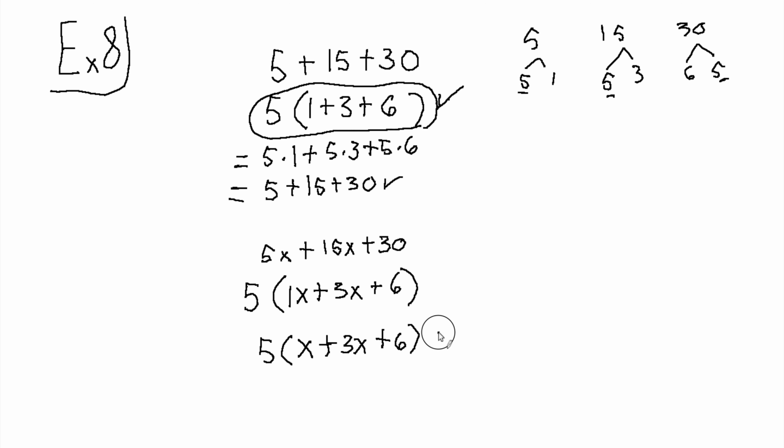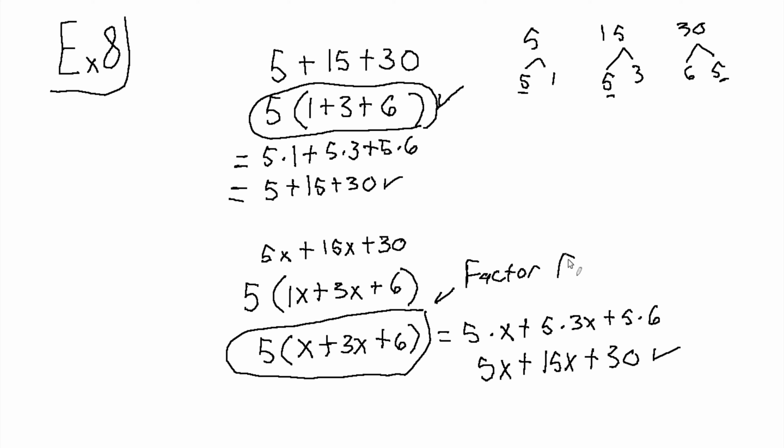Do the distribute values, so 5 times x, 5 times 3x, plus 5 times 6. You get 5x plus 15x plus 30. So you got your answer back, and that's your factoring form.